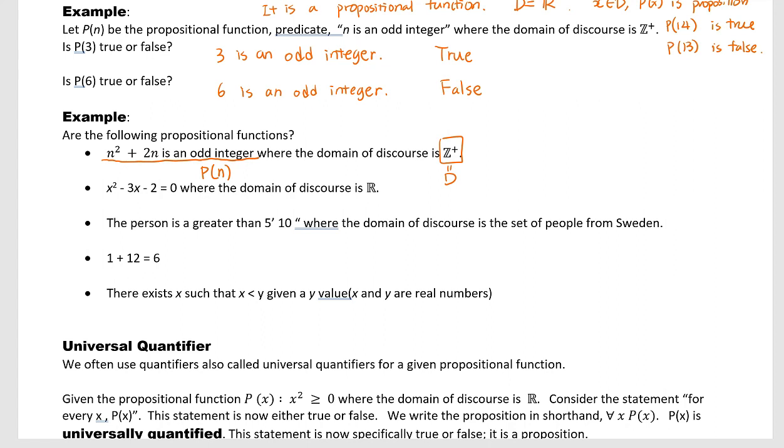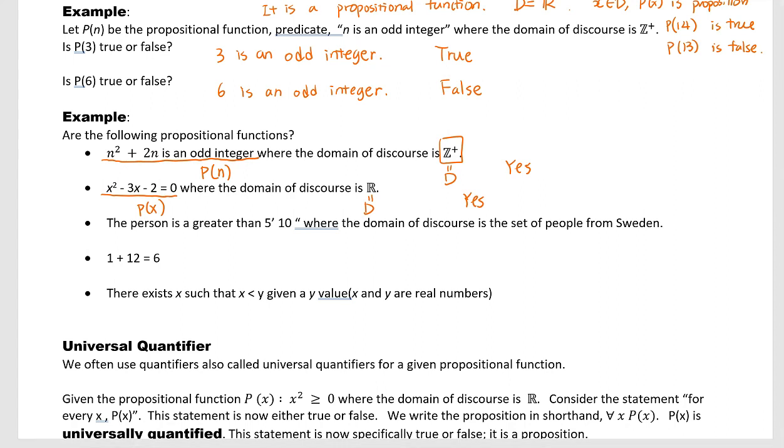Okay, next. X squared minus 3x minus 2, where the domain is the real numbers, and this is a propositional function, right? And P of X is this quadratic equation, and the D is the R. All right, so far so good, everybody. So we should say, yes, it's a propositional function.